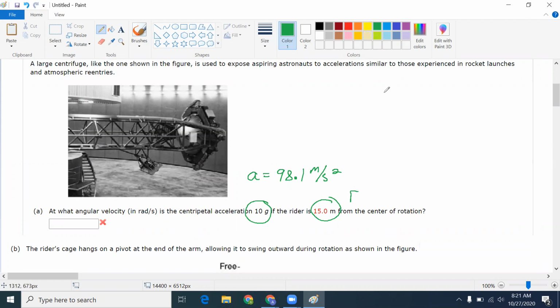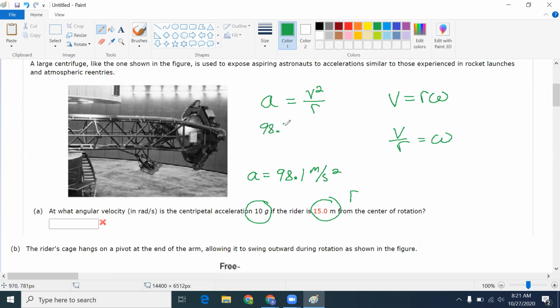Angular velocity, we didn't really talk about this in class. You won't see it on the test yet. You'll see it in a future test. But omega is your angular velocity, and v is your tangential velocity. So v over r gives you your angular velocity. Basically what we want to do is find the velocity. We know the acceleration, and we know that since it moves in a circle, it's v squared over r.